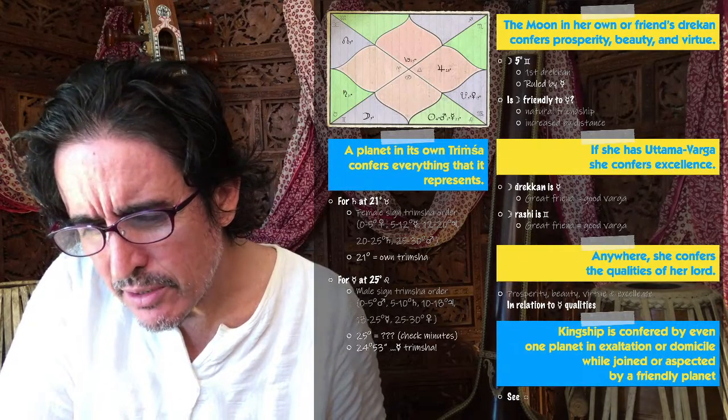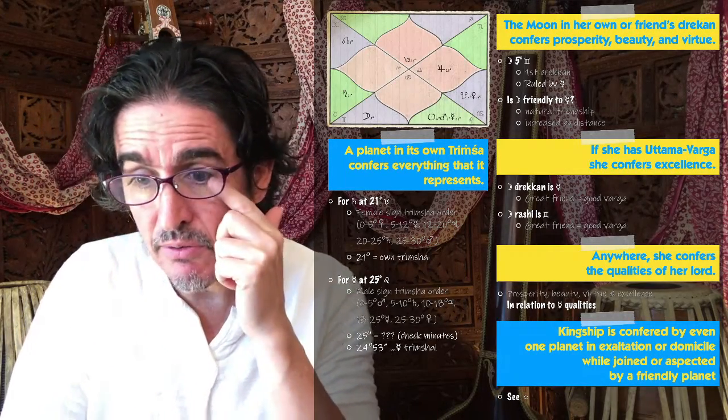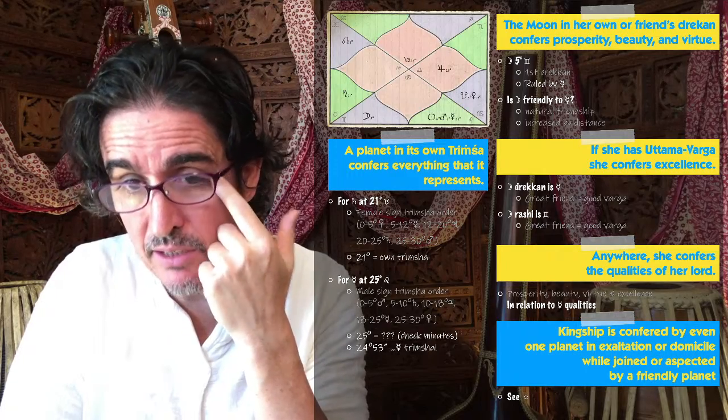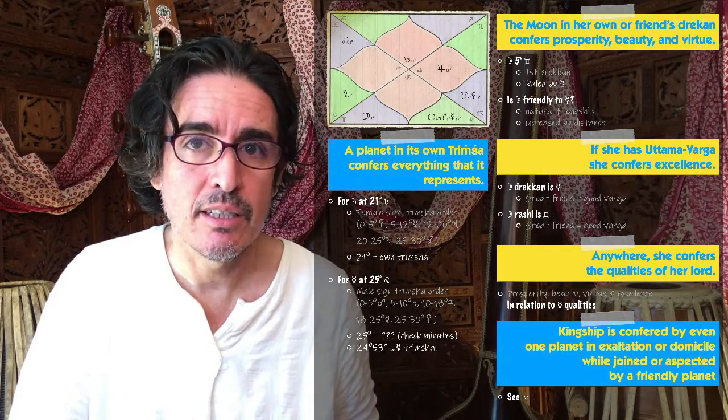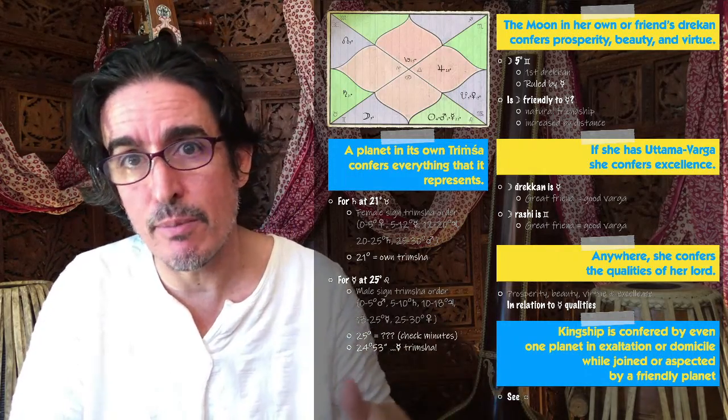What about Kumbha and Sagittarius? The techniques don't really apply for Kumbha. How can Kumbha be in its own boundary? How can Kumbha be in its own Trimshamsa? It doesn't have a balance. It doesn't have a Trimshamsa.